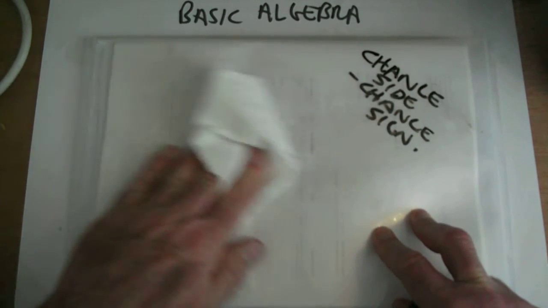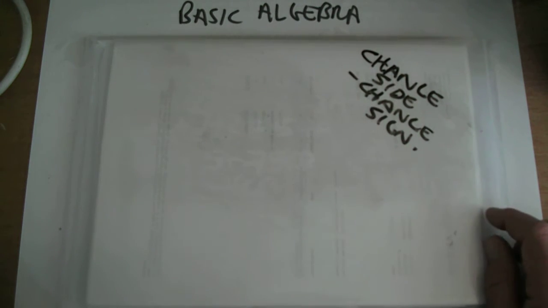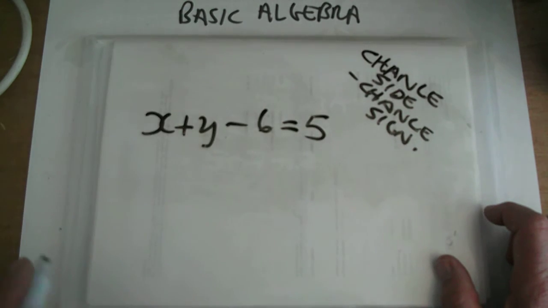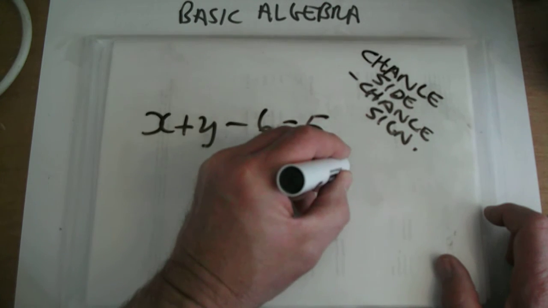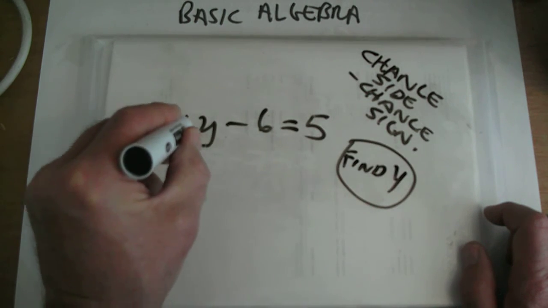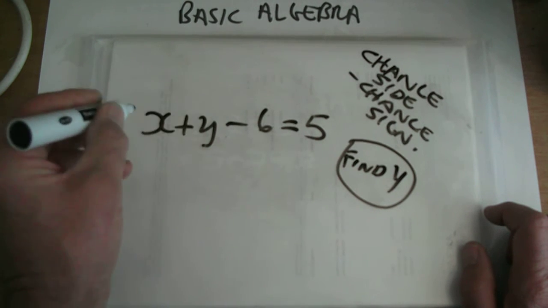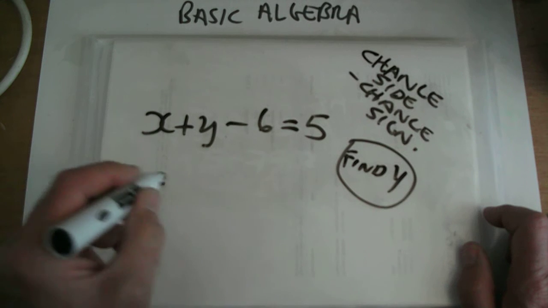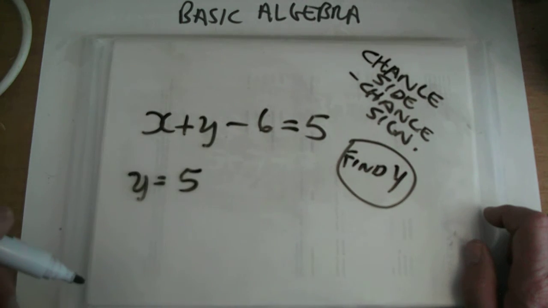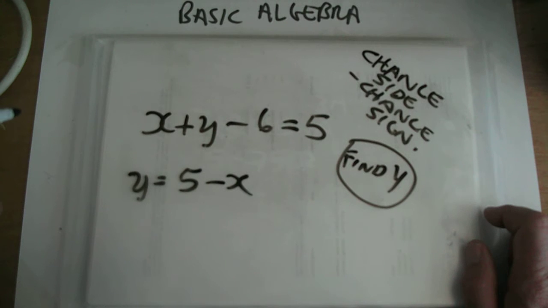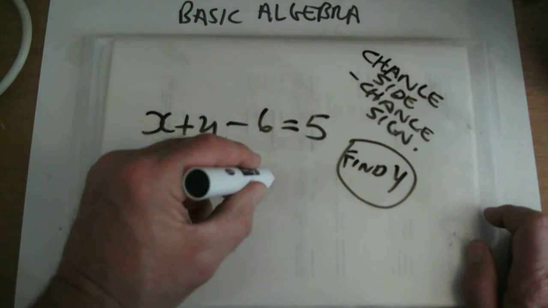Let's try another one. If I've got x plus y minus 6 equals 5, and I say find y, I'm asking you to find y in terms of everything else, then I want to get this y on its own. So I've got to get this x and this minus 6 onto the other side. So y equals, there's your 5 from the start. I take the x over, that becomes minus x. And I take the 6 over, and that becomes plus 6.